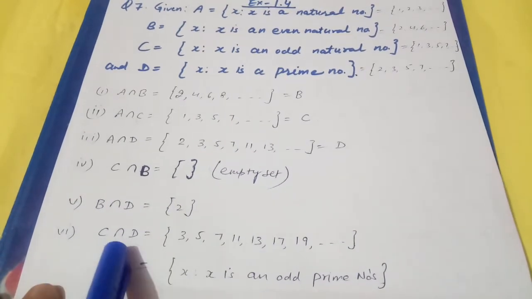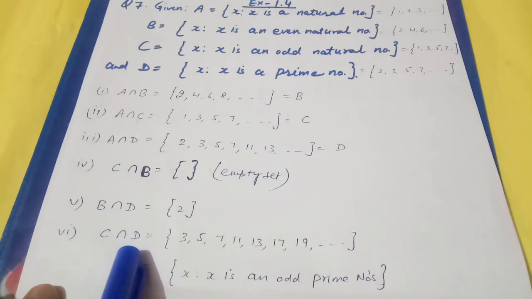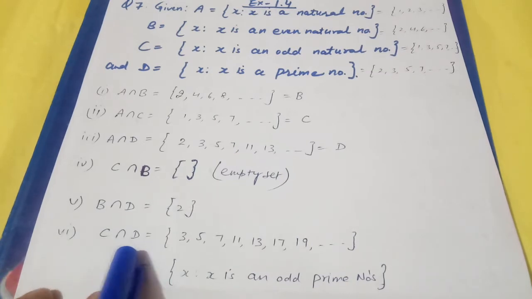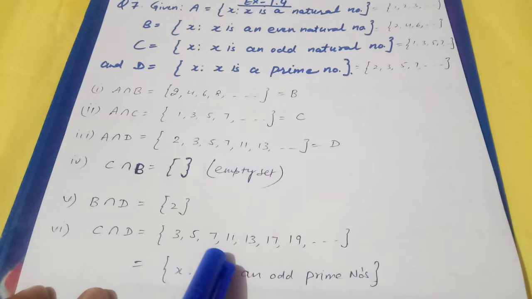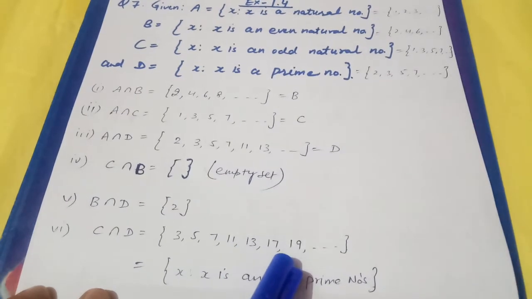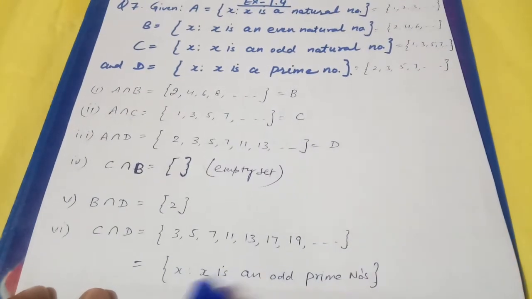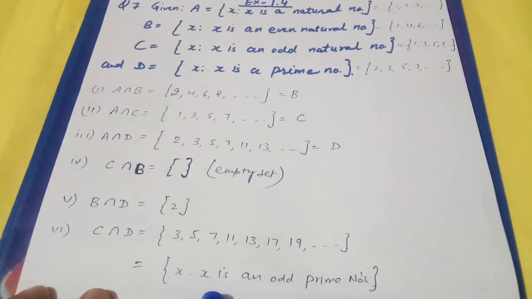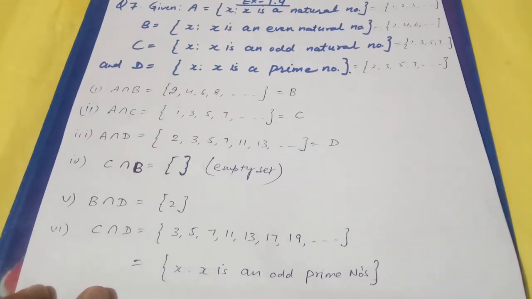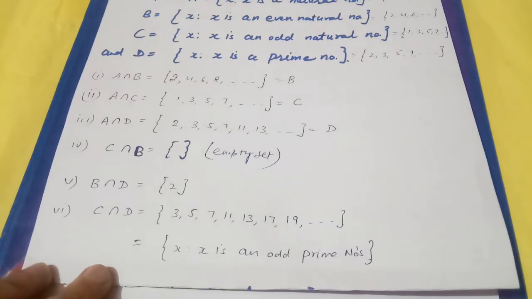In sixth part, C intersection D. Now take the common elements of C and D, and that are odd prime numbers which are 3, 5, 7, 11, 13, 17, 19 and so on. So we can write the set of all those x such that x is an odd prime number. We can write it like this.